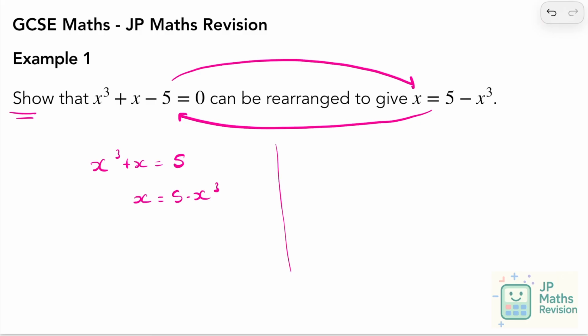Alternatively, what we could have done is started at x equals 5 minus x cubed, and added x cubed to both sides. So if I did that, I would have x cubed plus x equals 5, and then subtracting 5 from both sides, I end up with x cubed plus x minus 5 equals 0. So there's two ways of arriving at the answer here. Either way is absolutely fine.